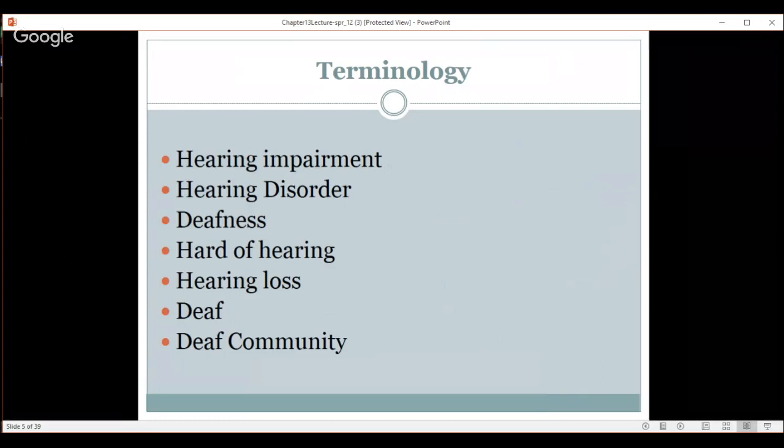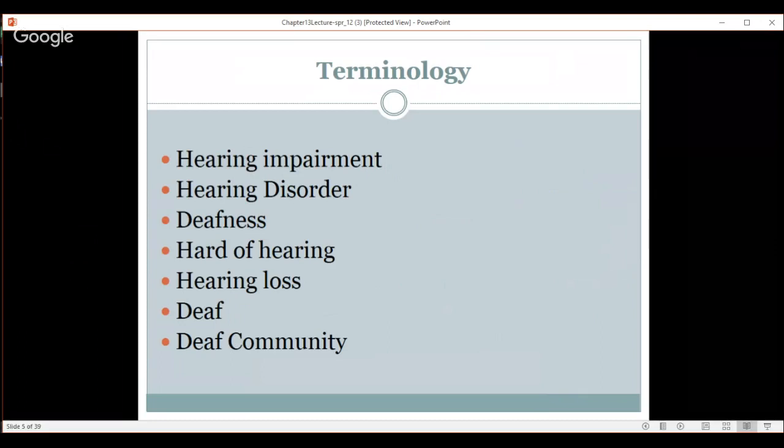There are several terms used when describing hearing loss: hearing impairment, hearing disorder, deafness, hard of hearing, hearing loss, deaf with a capital D, and the deaf community. Our book refers to hearing loss as being acceptable terminology, and also hard of hearing, mainly because if you're saying a hearing loss, you're saying exactly what it is, a loss of hearing, and you're not referring to it as any type of a disorder or any type of an impairment.